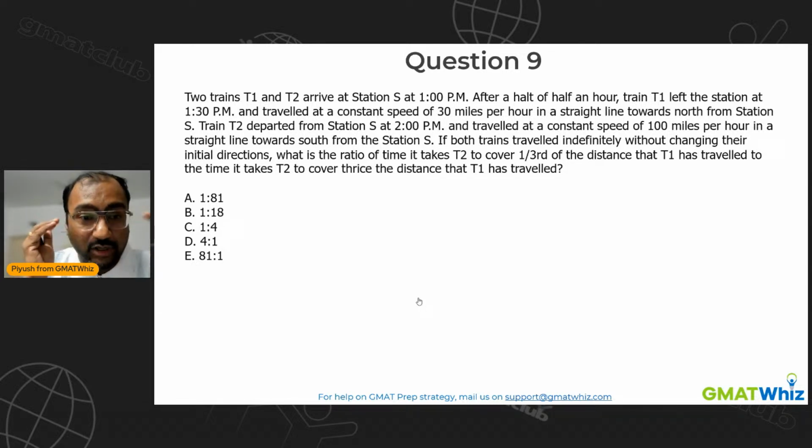I cannot apply the concept of relative speed here. This is a very good example of knowing when you cannot use smarter methods, because here it's asking for the ratio of 2 times. One time is when the distance covered by one of the trains is 1/3 of the other, and the other time is when the distance covered by the same train is 3 times that of the other. So I cannot use relative speed here.